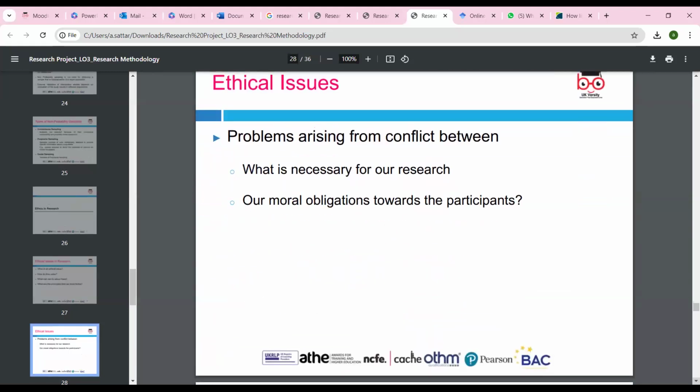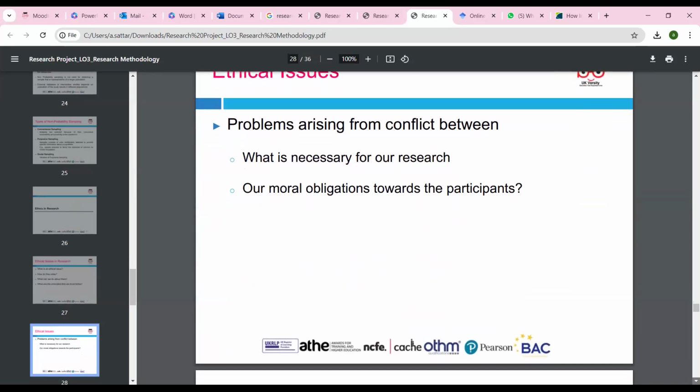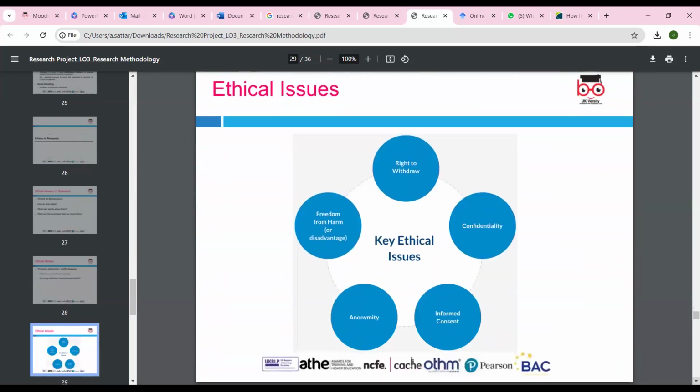Ethical issues are problems arising from the conflict of interest between what is necessary for our research and our moral obligations, such as not asking questions of people under 18 without the consent of their parents. So that's all we need to consider ethically in research. Ethical issues include the right to withdraw and confidentiality.